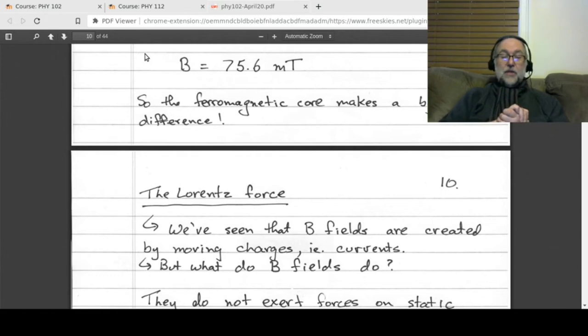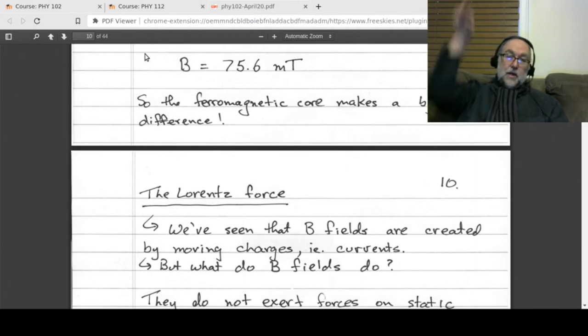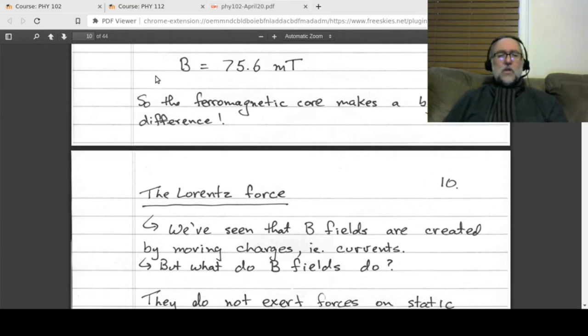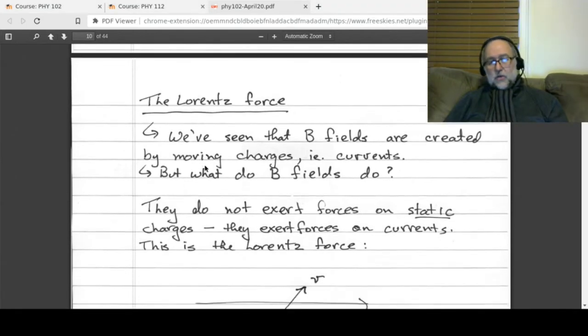So electric fields do, okay? Once again, if you have an electric field, and say the electric field is up, you put a positive particle in that electric field, it'll accelerate up because it accelerates with the electric field. If you have a negative charge and you put it in an electric field, and the electric field is up, then the negative charge would accelerate in the opposite direction of the electric field. But how do magnetic fields work, and how do they exert forces on moving charges? And the answer is the Lorentz force, okay?